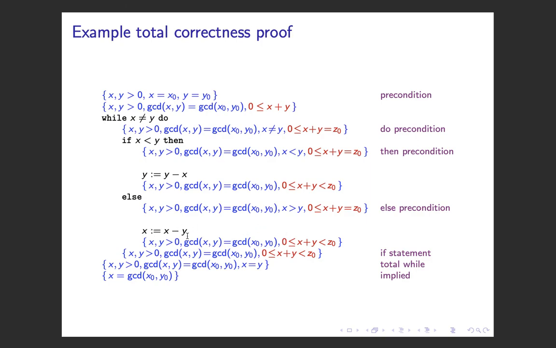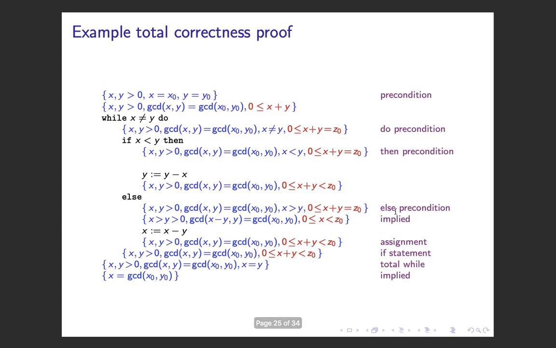And now we've got an assignment. So the assignment, we substitute x minus y for x. So as before, this gives us that x is strictly greater than y is greater than 0. We've substituted x minus y for x in here. But also, in the condition we were verifying for the variant, that 0 is less than or equal to x plus y is less than z0, we now substitute x minus y for x in here. So we've got x minus y plus y, we get x. So here we get the condition that 0 is less than or equal to x is strictly less than z0.